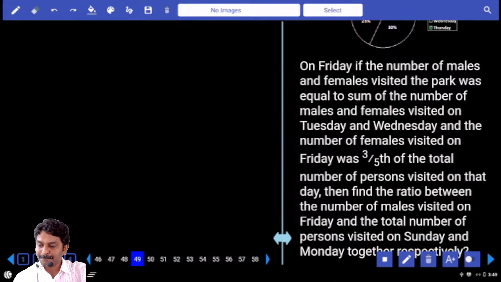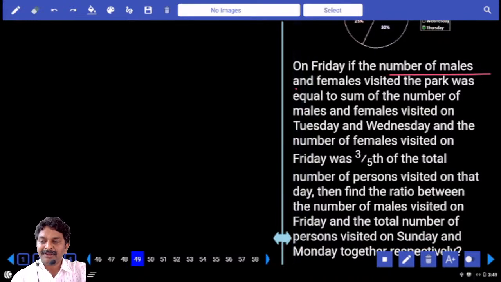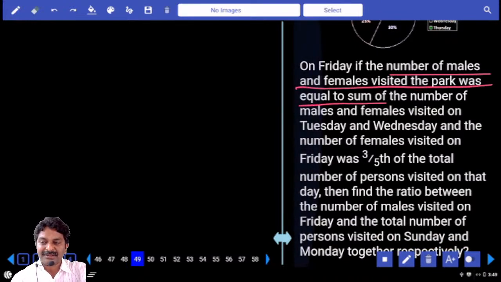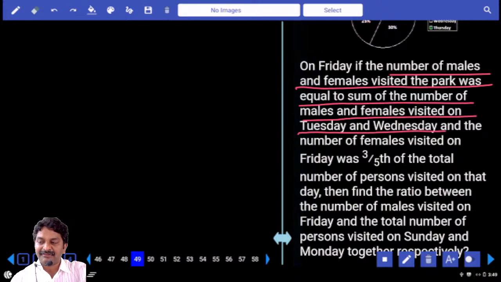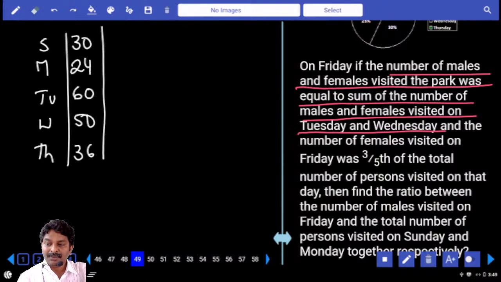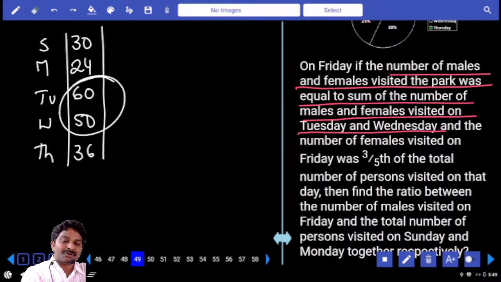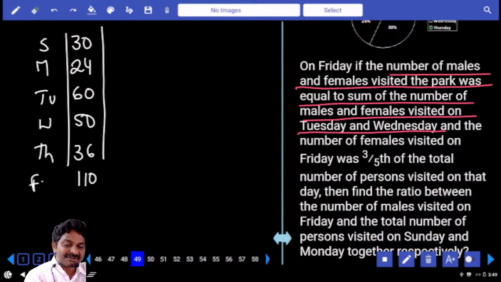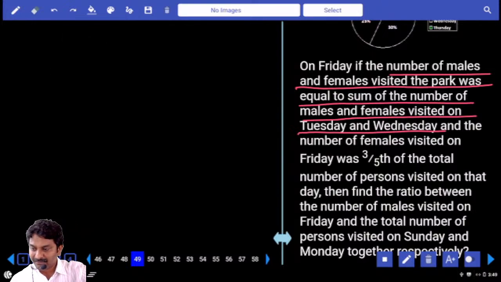On Friday, the number of males and females visiting the park was equal to the sum of the number of males and females visiting on Tuesday and Wednesday. Here they are talking about males and females both, Tuesday and Wednesday both together. How much is that? 110. These are on which day? On Friday. Okay, continue.